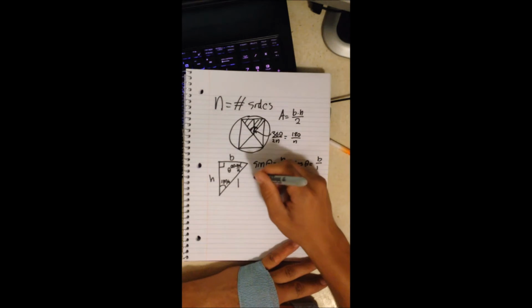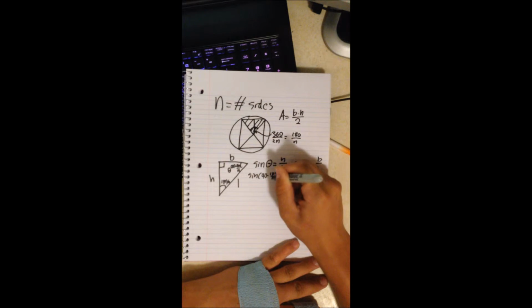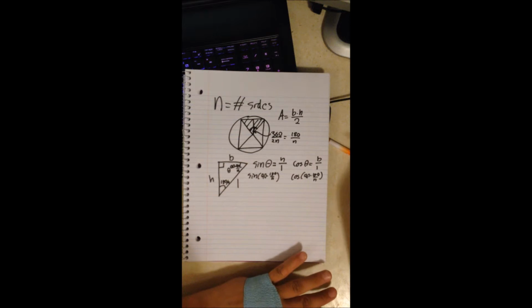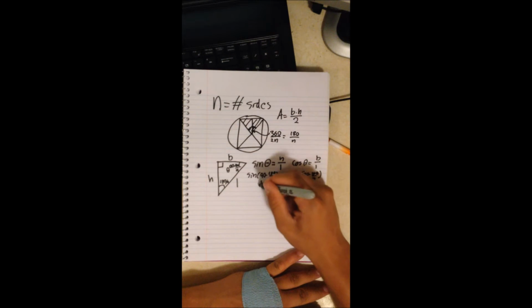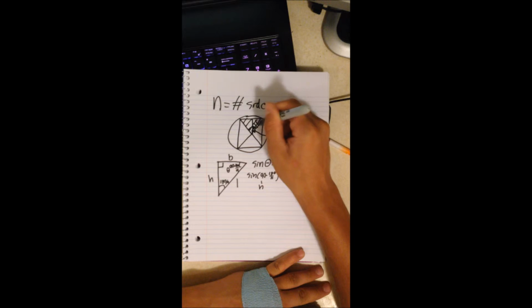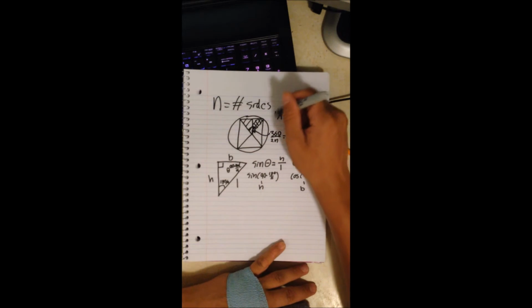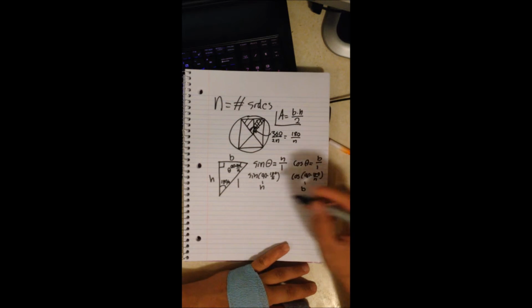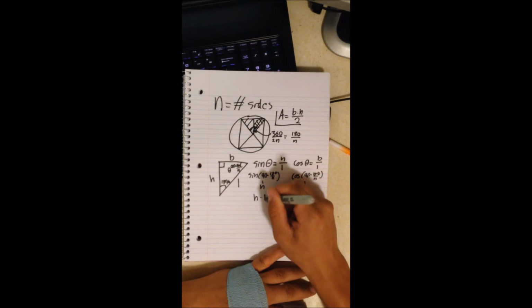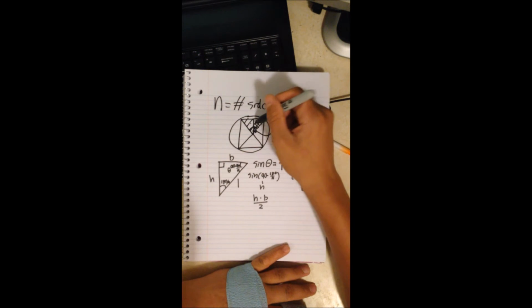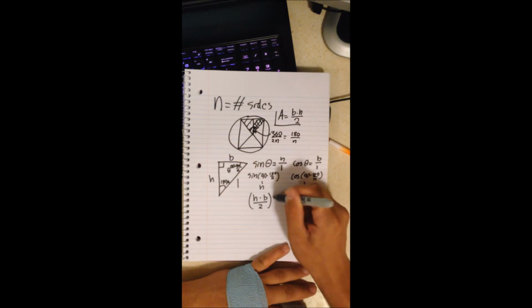Another way of writing this is sine of 90 minus 180 over n and cosine of 90 minus 180 over n. To be clear, this is the height of this triangle, which is the same as this triangle, and this is the base. So now we want to find the area, which is given by this formula. So we have height times base over 2. But we want to find the area of this triangle, so we multiply it by 2.